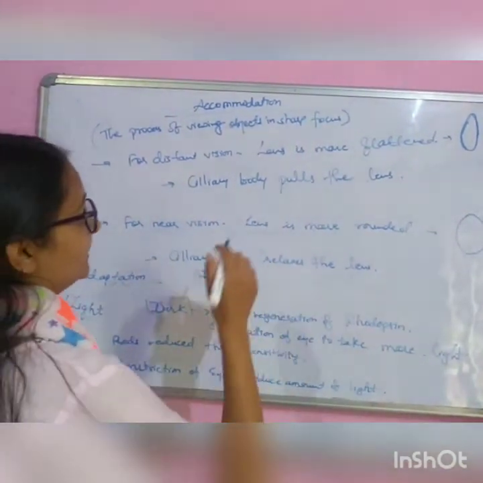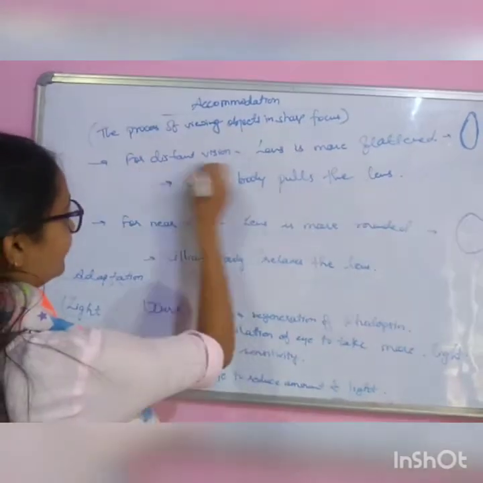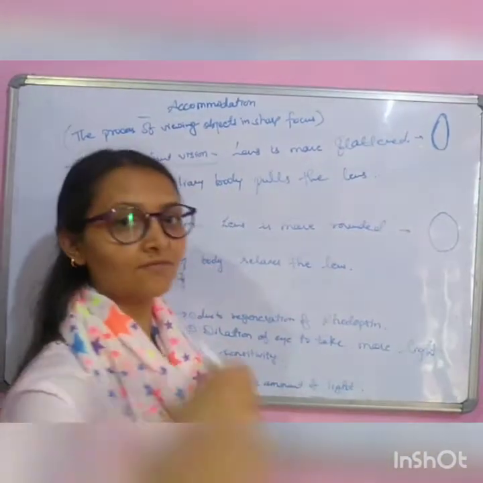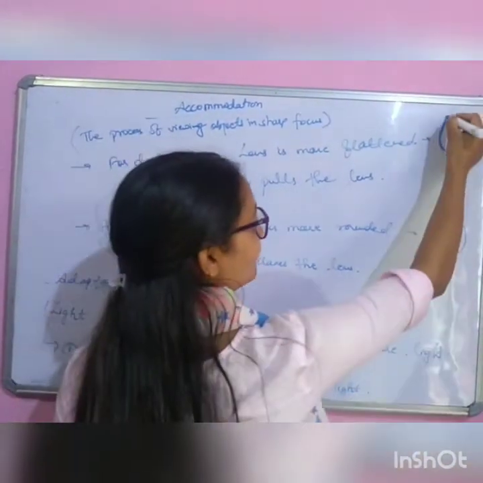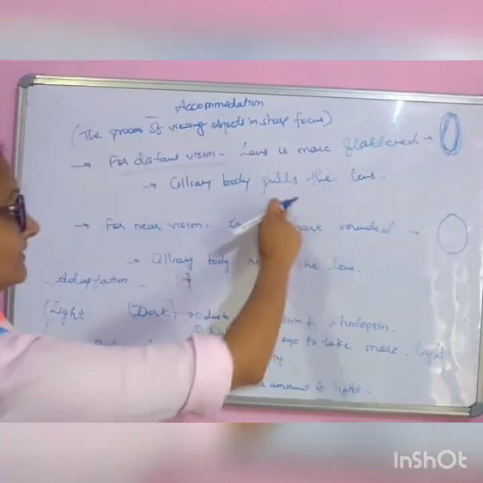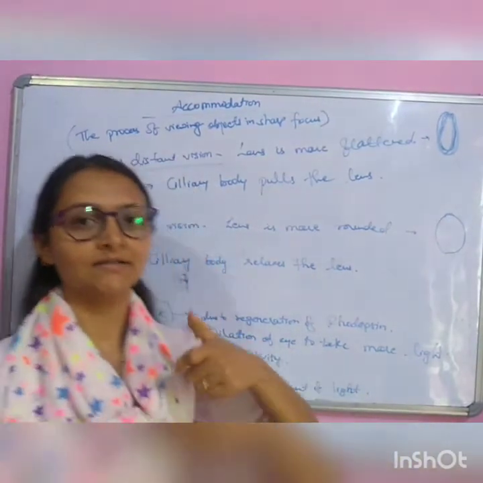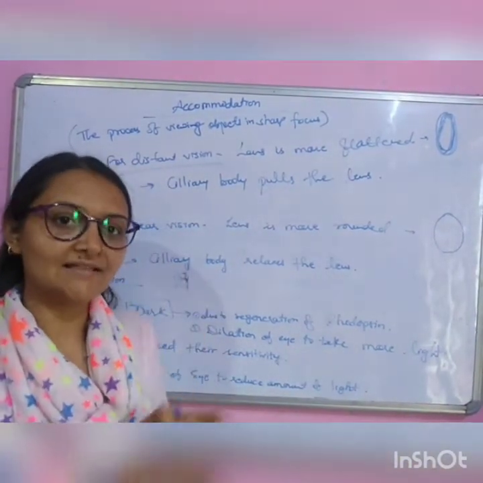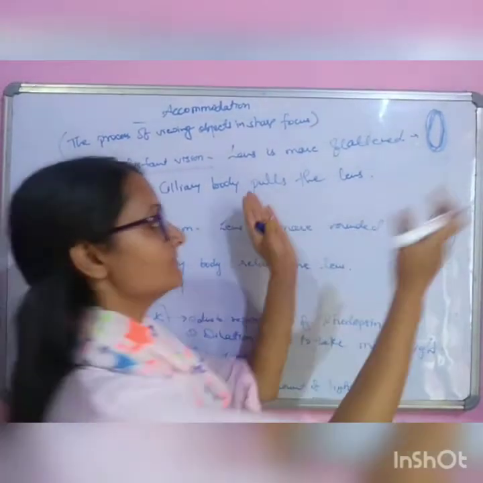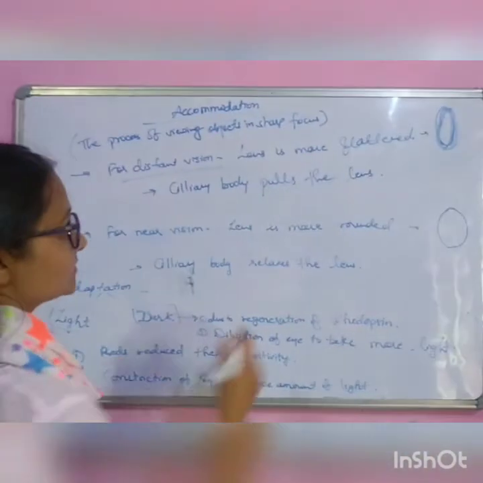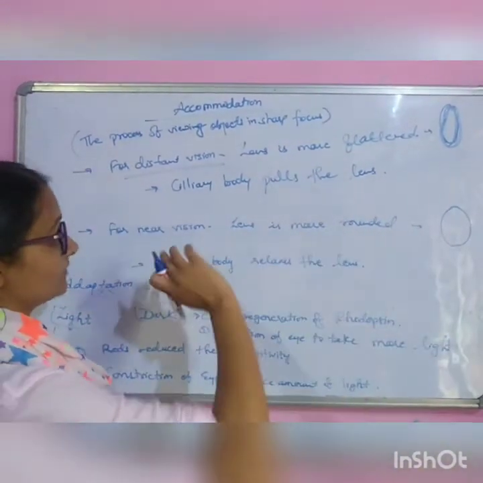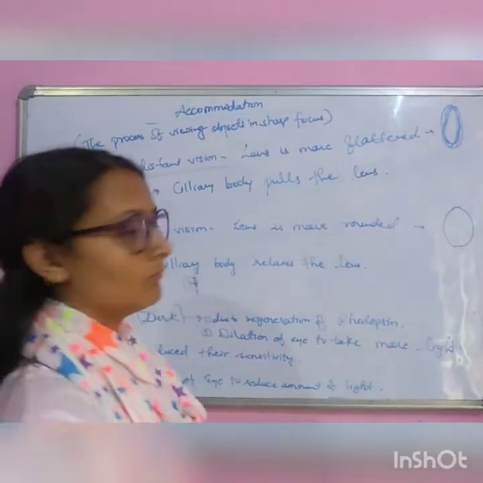In this topic there are two things. For distant vision, what happens? The lens becomes more flattened. Flat means like this. For this purpose, the ciliary bodies which are attached to the lens pull the lens, so it becomes more flat, so that we can see the distant objects more clearly.